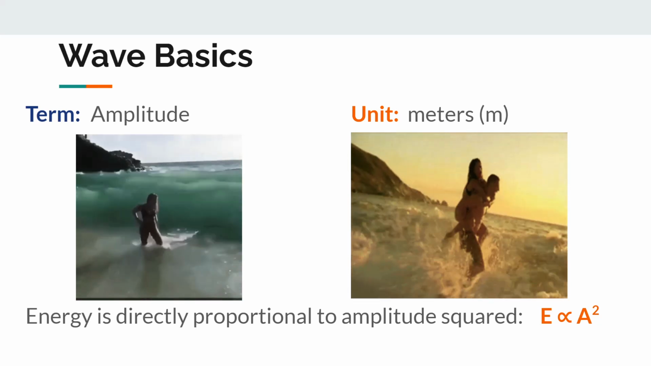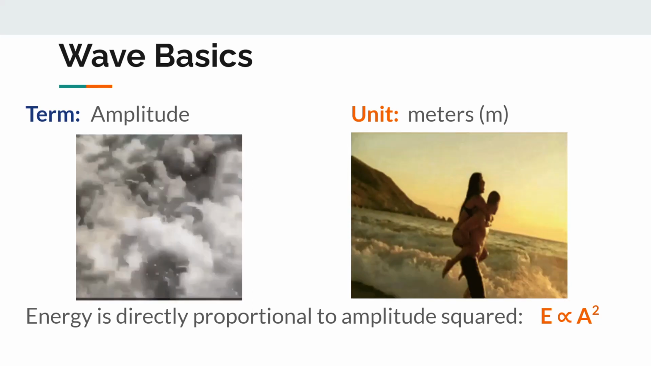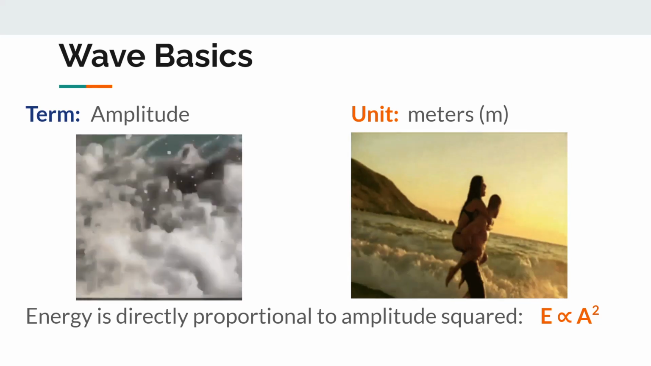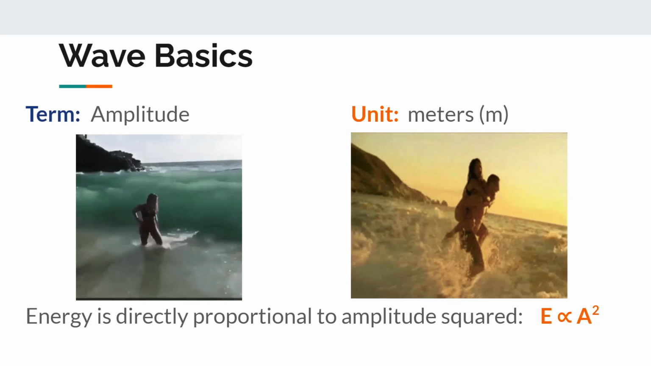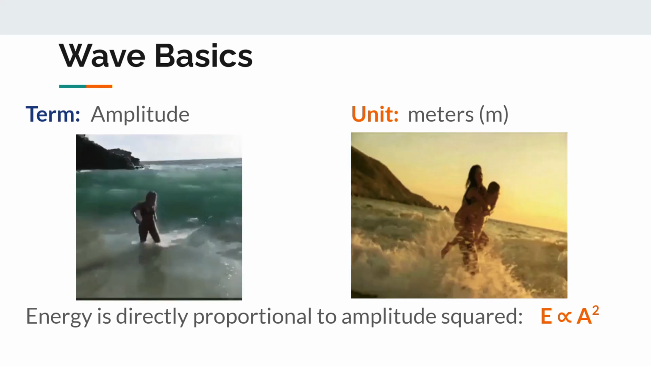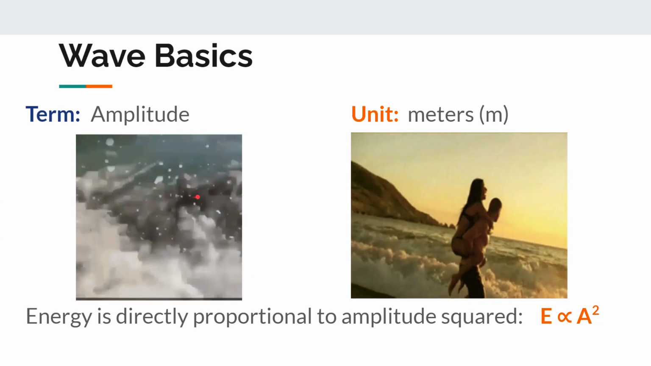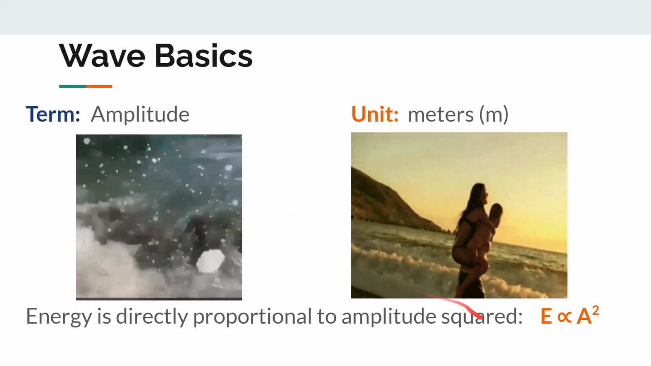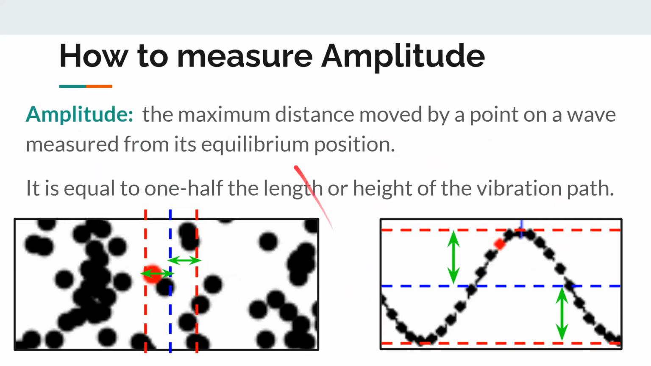But that energy is proportional to amplitude squared. So as that amplitude increases, it's not just a linear relationship. It's not, hey, I have twice the amplitude, there's twice the energy. Rather, it's squared. There's a lot more energy that is going to be transferred to her due to this change in amplitude because of that squared relationship.